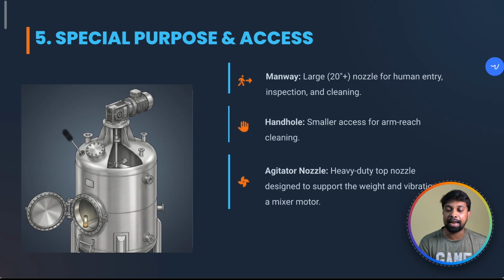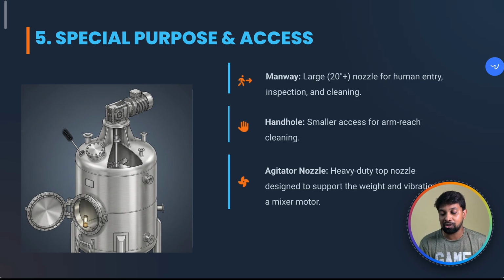Special purpose nozzle and access nozzle. Access nozzles you already know, we have manway and handholes. This is the handhole and this is the manway. Manway is usually a larger nozzle which a human can enter inside to do maintenance work. And handhole, compared to the manway, is smaller. We can only insert our hand for any cleaning purpose or inserting any probes.